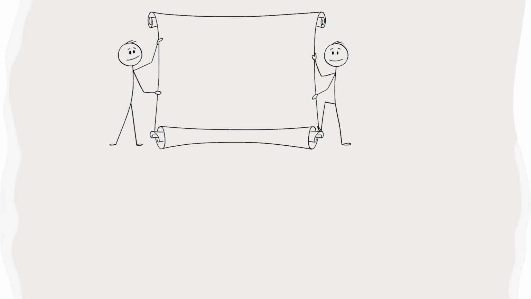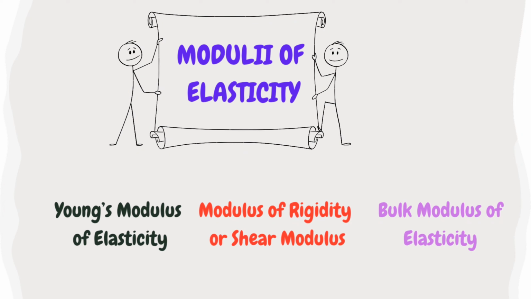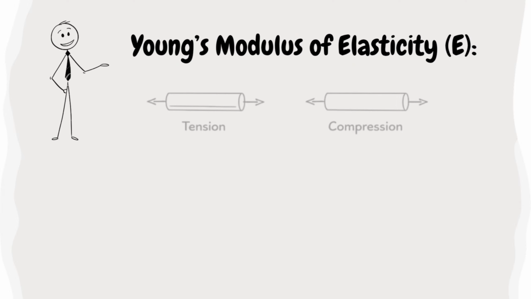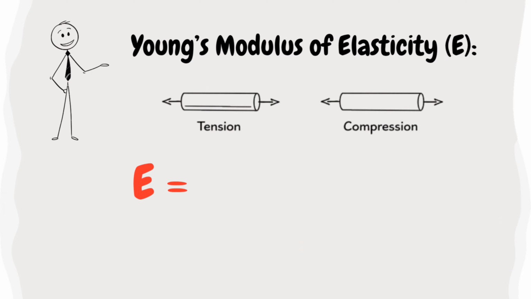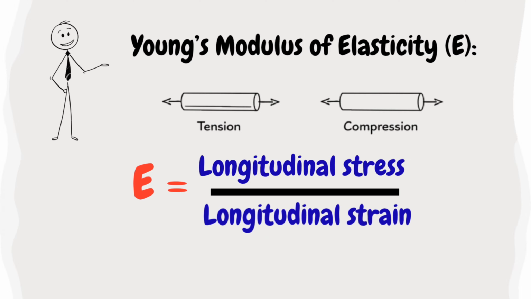Now this is the last topic of this video, which is moduli of elasticity. There are 3 moduli of elasticity, depending upon the type of loading. First one is Young's modulus of elasticity. This modulus is related to longitudinal loading. It is the ratio between the longitudinal stress and longitudinal strain and can be tensile or compressive.